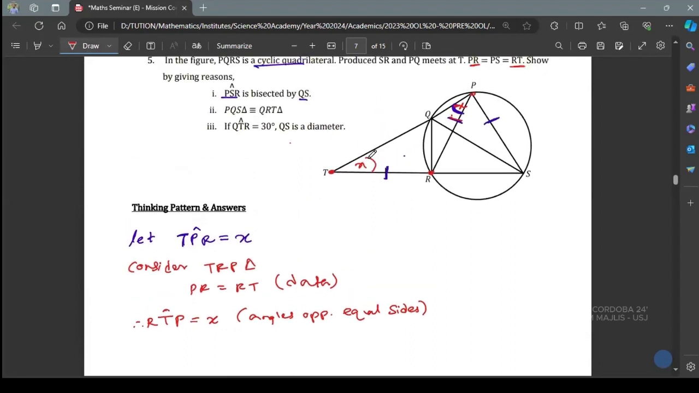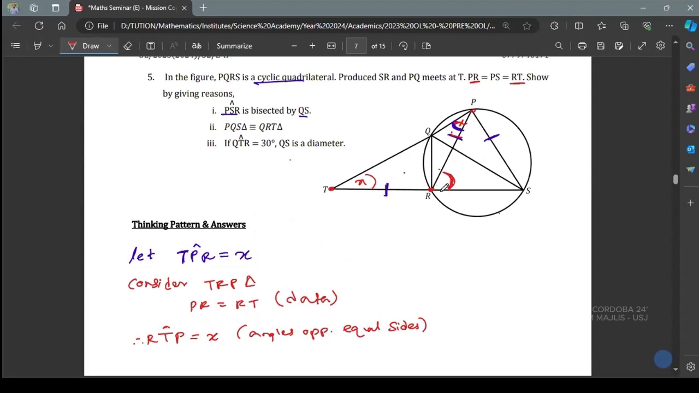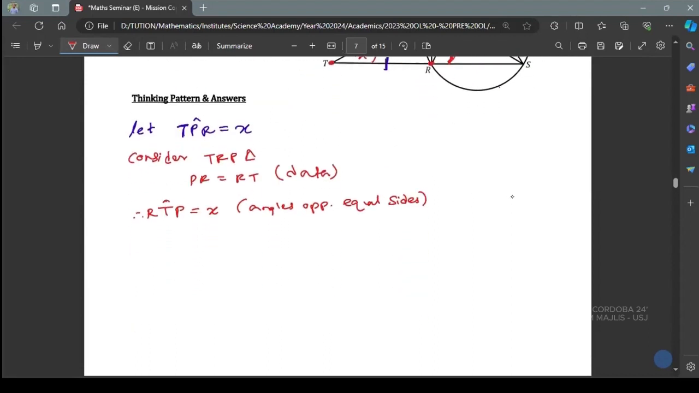So if this one is X, what can you tell about this angle? Tell me what should be the value of this angle in terms of X? Can someone unmute and tell me? 2x. It should be 2x. Very good. Why? Exterior angle of a triangle is equal to the sum of interior opposite angles. So I can write PRS angle, I'm considering still TRP triangle. PRS angle is equal to X plus X is equal to 2x. Exterior angle.